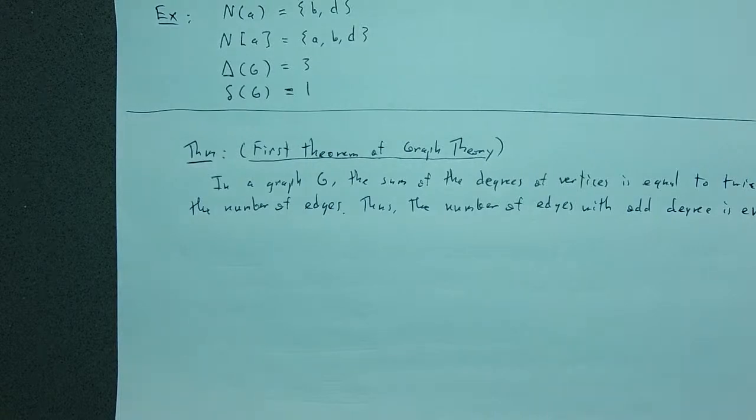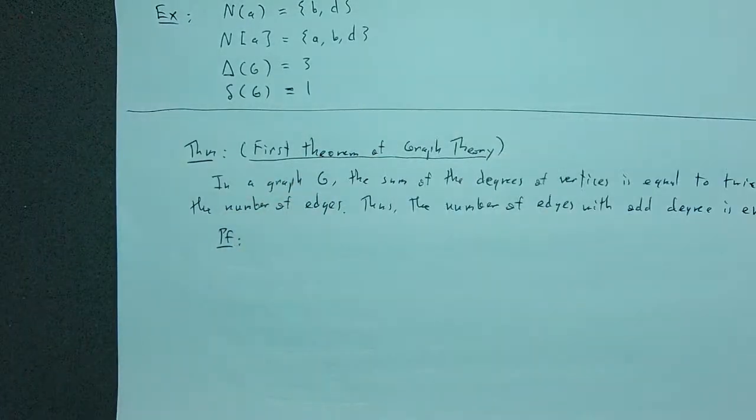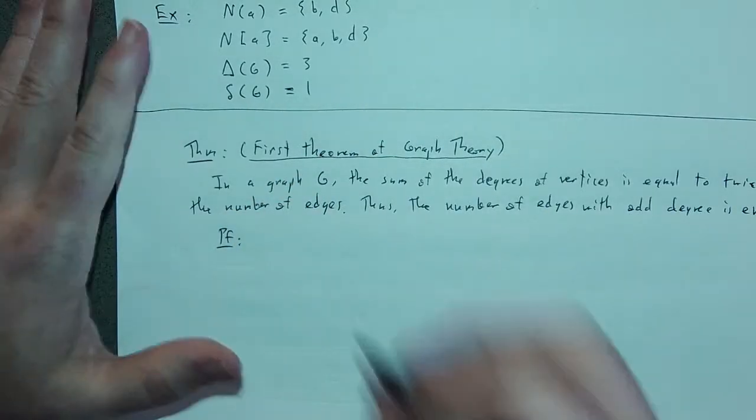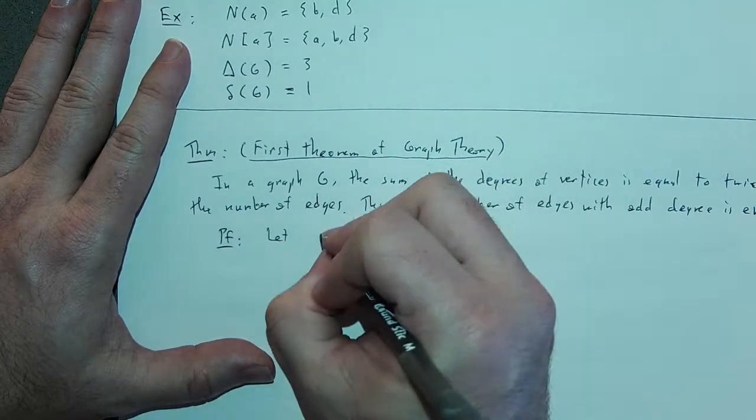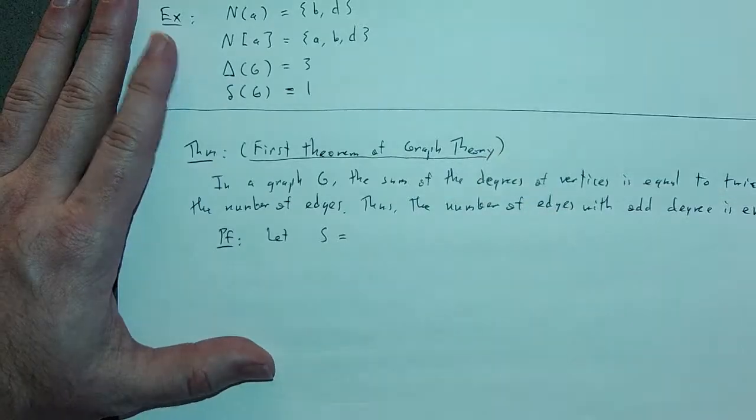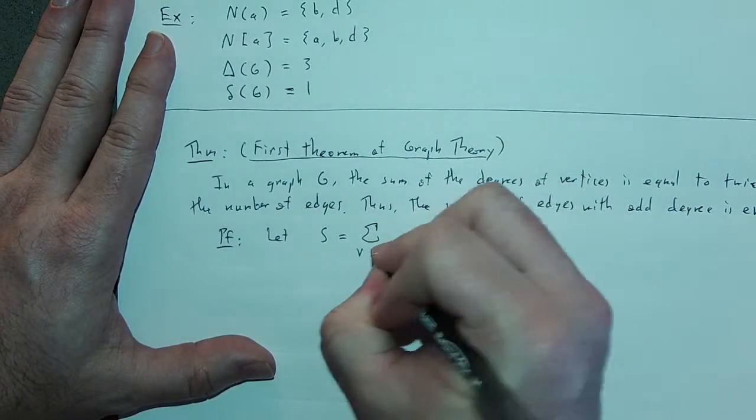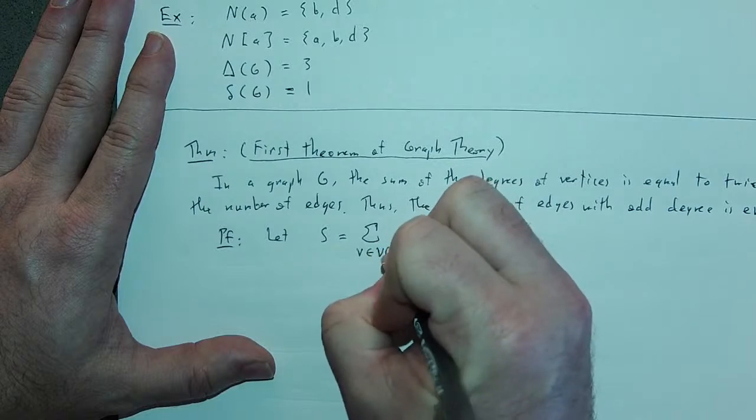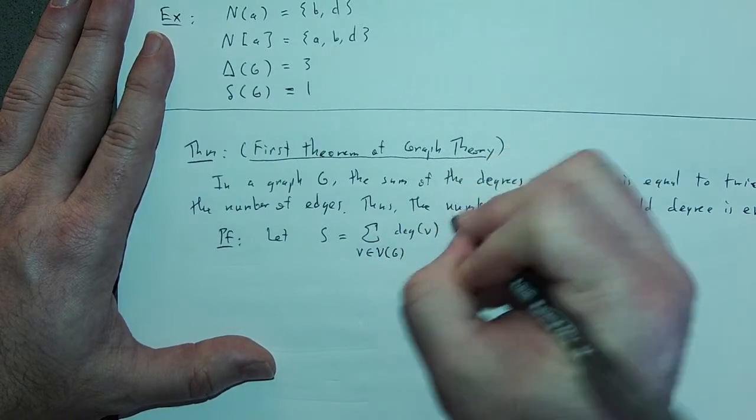Okay. Well, how does this work? Why is this true? So first of all, let S be equal to the sum of all of the degrees, so the sum over the vertices in the vertex set of G of the degrees of the vertices.